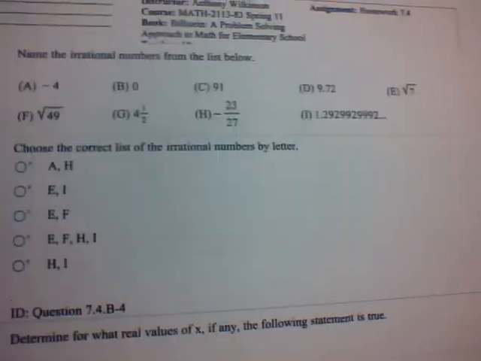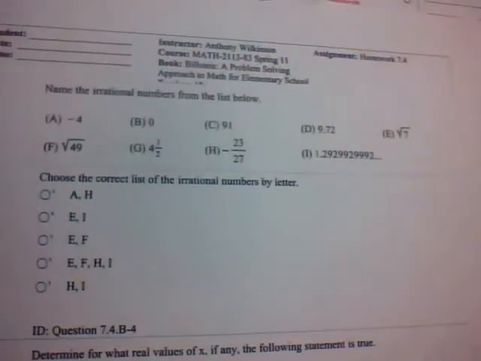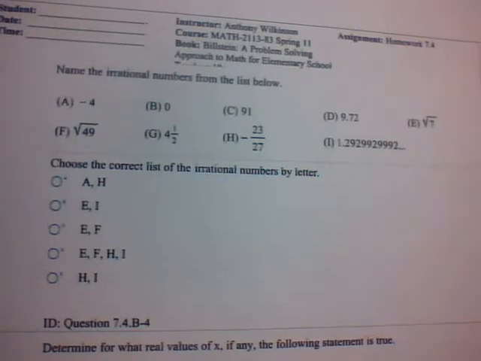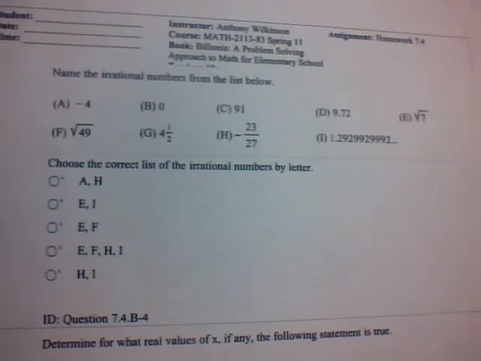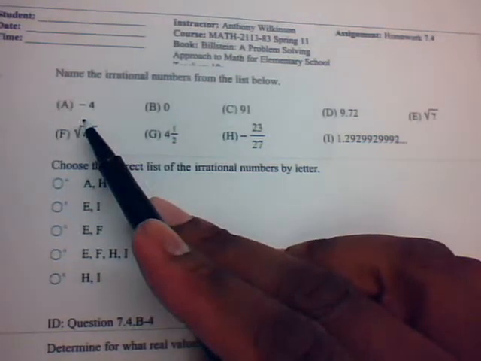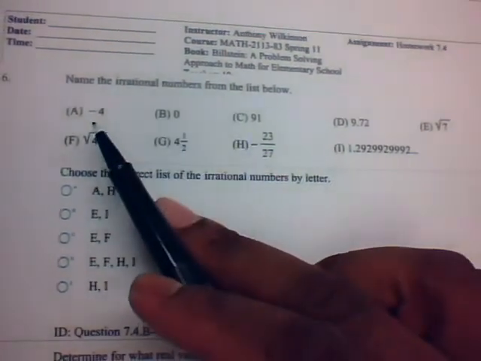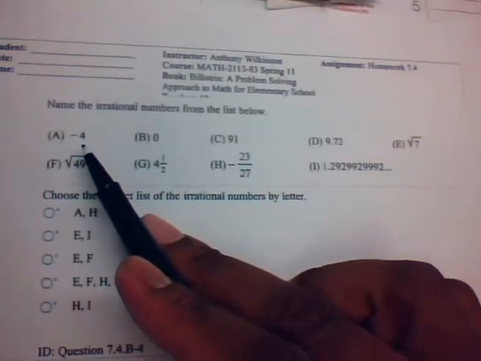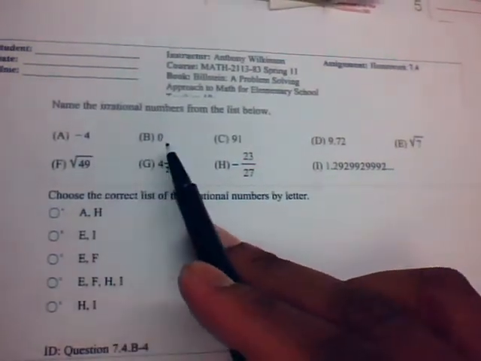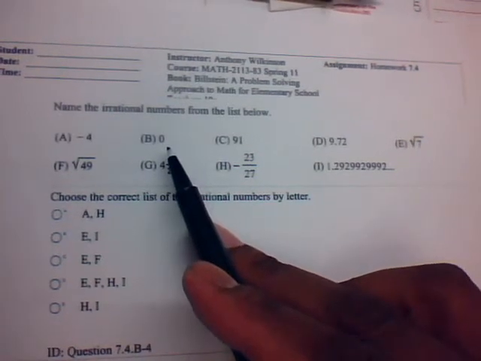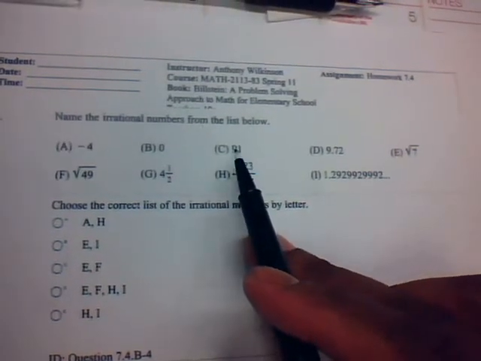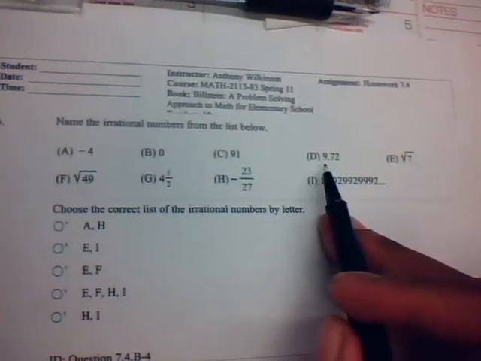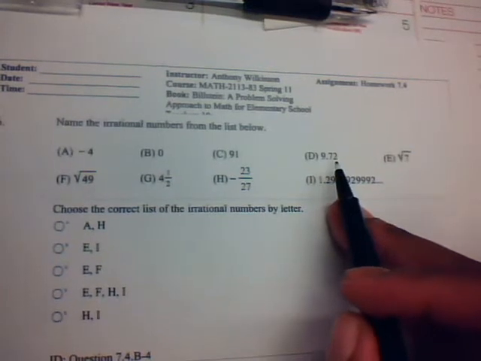Okay. All right, number 6 is a set of numbers here that you're given. You want to name the irrational numbers from the list below. Here we have to look at each one of these one at a time. As you can see here, negative 4 is not irrational. This is just plain negative 4. It's an integer. 0 is not irrational, and neither is 91, because those are integers. D is not irrational because it's a terminating decimal.